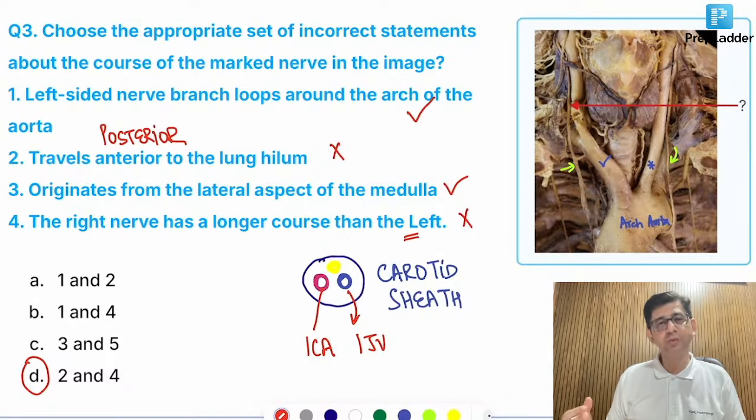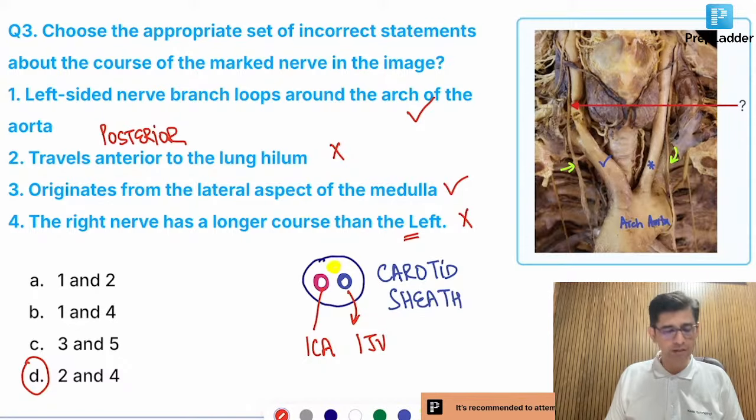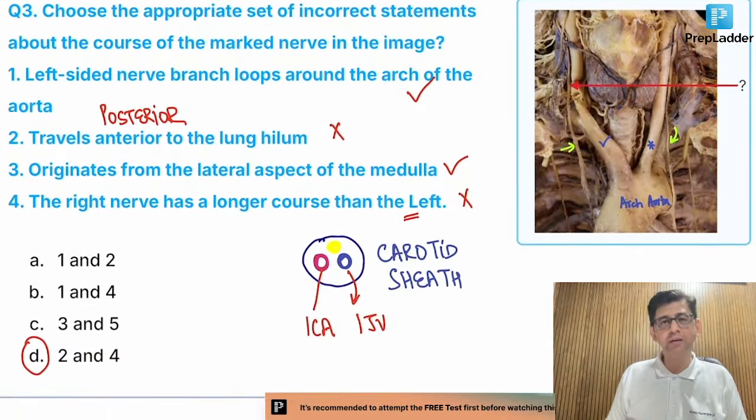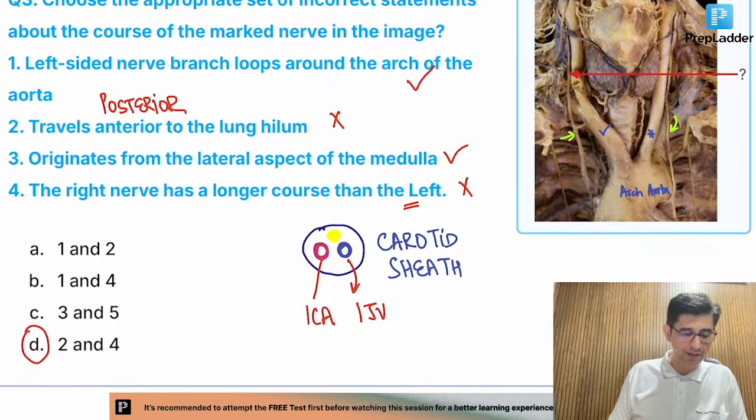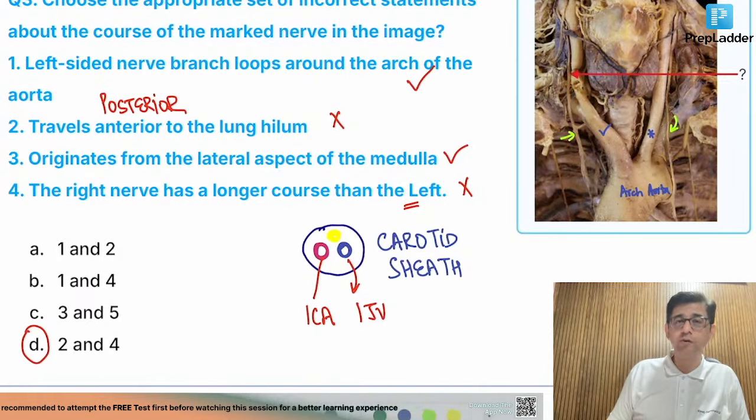So the correct answer to the third question on the discussion today is option number D. A bit of practice and you will be on your way to getting these kinds of questions right. But head and neck anatomy, guys, is hardcore data that you have to be good with.